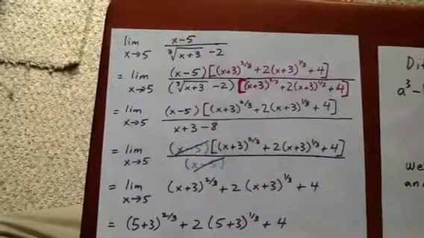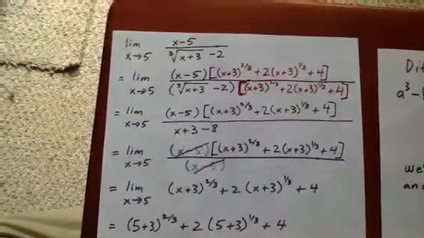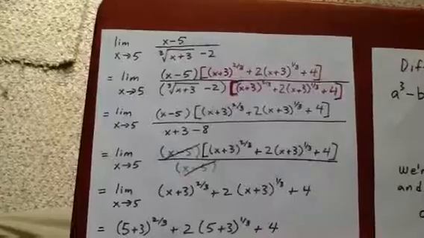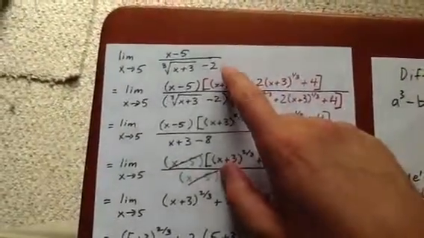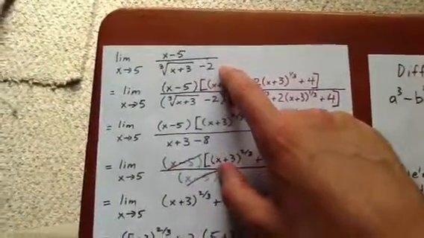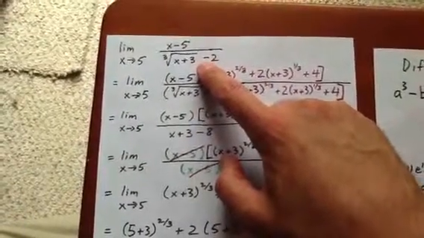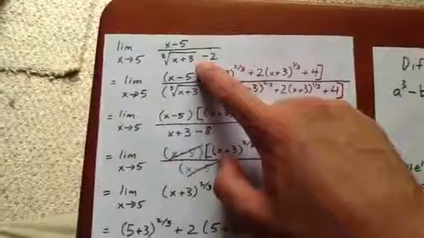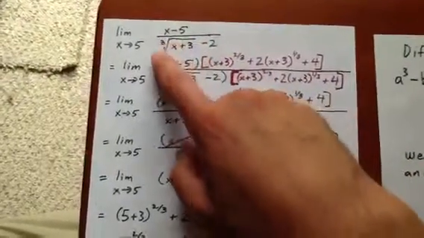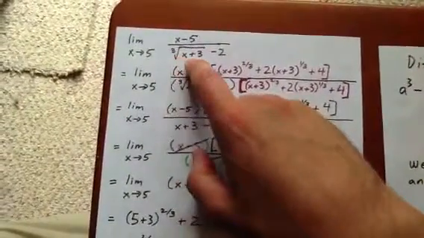We're taking the limit as x goes to 5 of the expression shown. Well, looking at our denominator, we see that we have the cubed root of x plus 3 minus 2. And sometimes students think all they need to do is multiply by the cubed root of x plus 3 plus 2, but that doesn't work because we're taking the cubed root, not the square root.